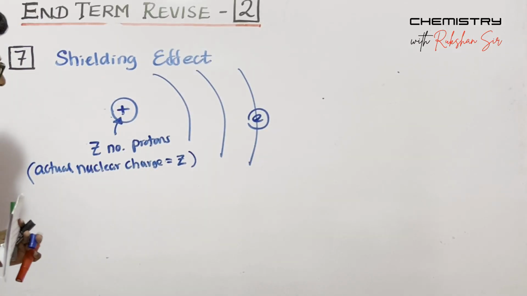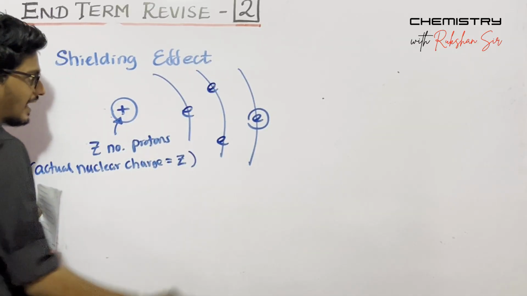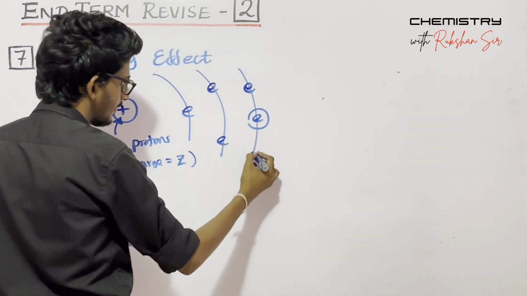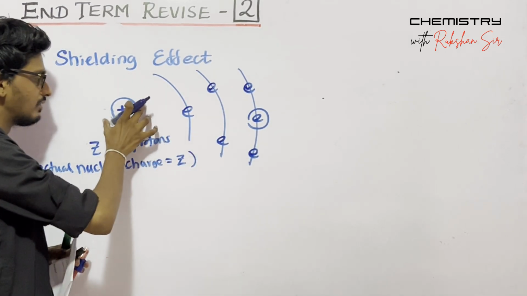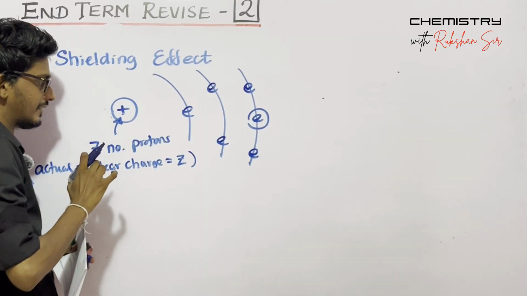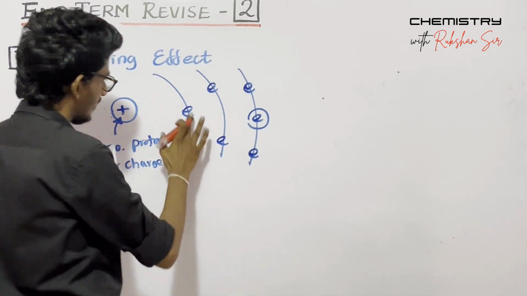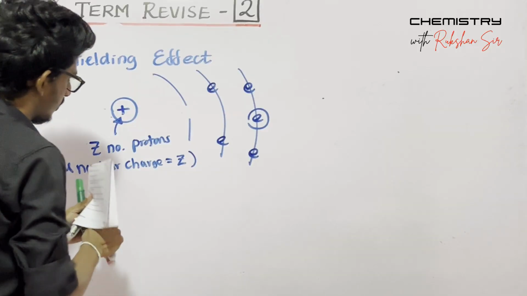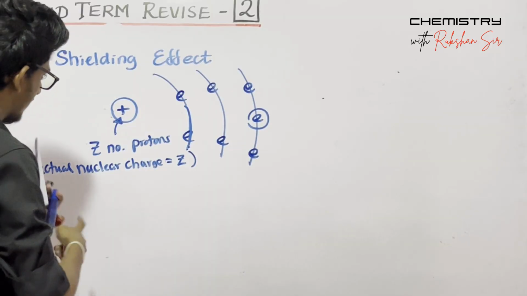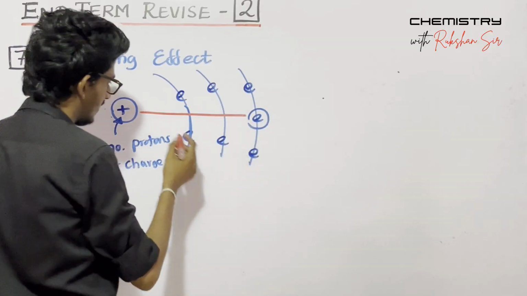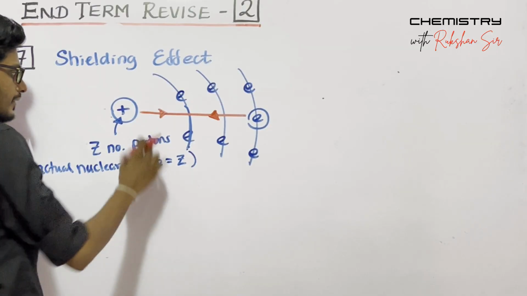Why is that? Because of the inner electrons, as well as the outer electrons, some of the nuclear charge appearing here will be screened from this electron. How is that done? It is like this. So this is the nuclear attraction or nuclear charge felt by the electron. But what will happen?